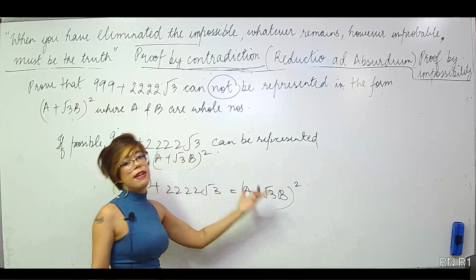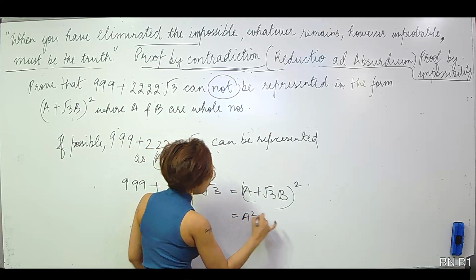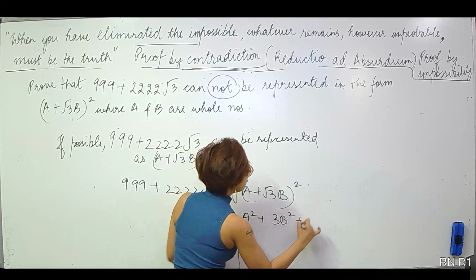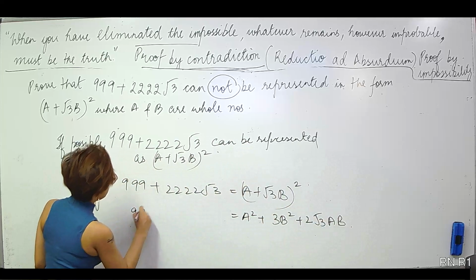Now, whole square is there. Definitely, I can open it up, right? So, a plus b whole square, you already know. So, I'll write it a square plus 3b square plus 2 root 3 ab. And left hand side remains the same.